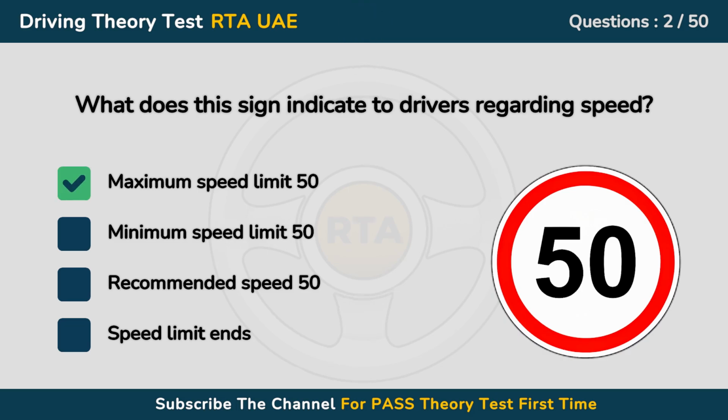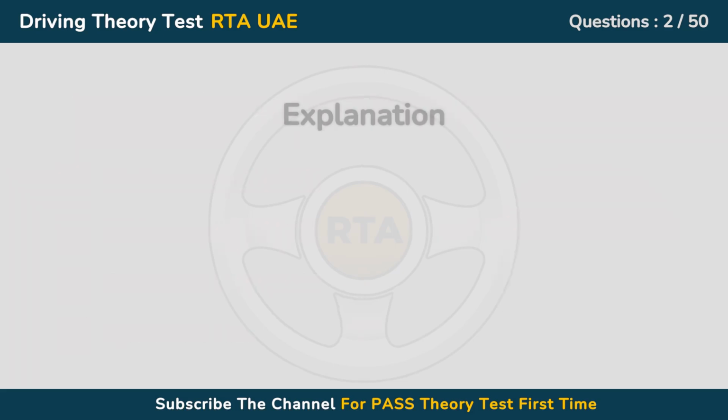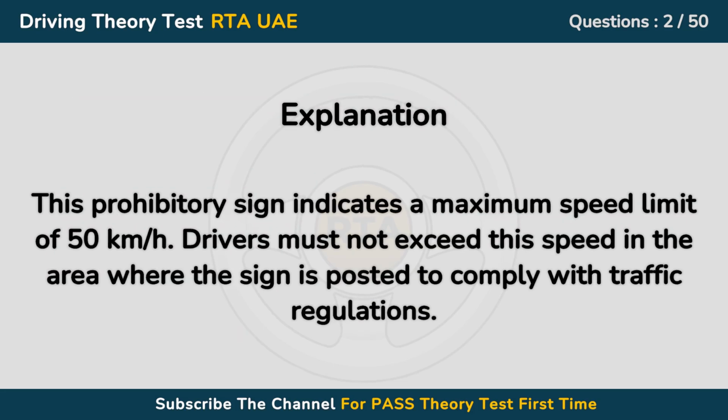Answer is A. Maximum speed limit 50. This prohibitory sign indicates a maximum speed limit of 50. Drivers must not exceed this speed in the area where the sign is posted to comply with traffic regulations.